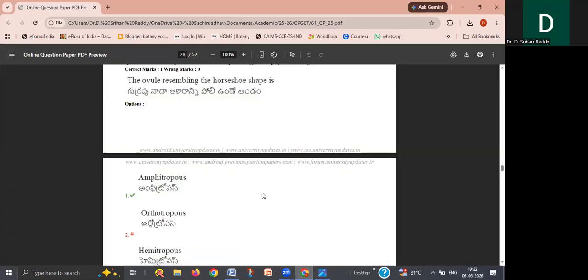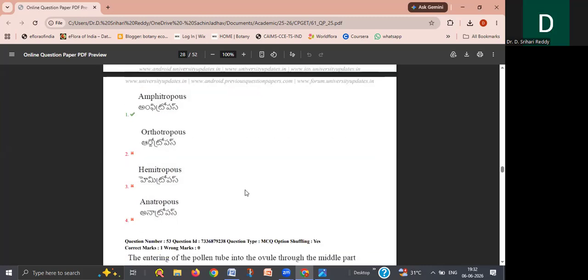Amphitropous ovule, where we find the embryo sac. It is not the ovule resembling the horseshoe shape. It is the embryo sac in the horseshoe shape. Okay, that is called as amphitropous ovule. So you must read different types of the ovules and their bending angles, and their examples, their special features.